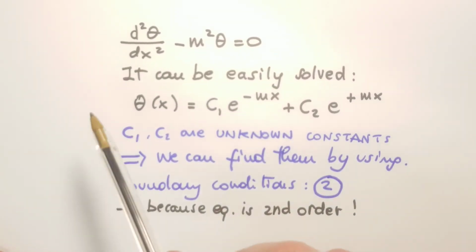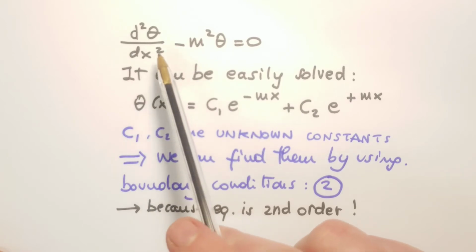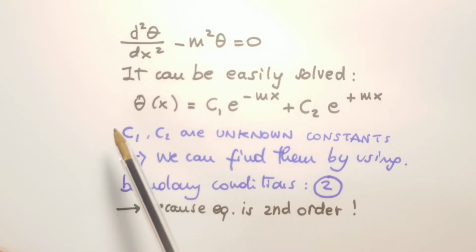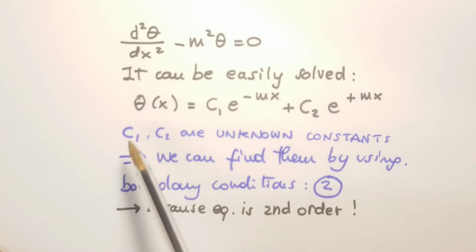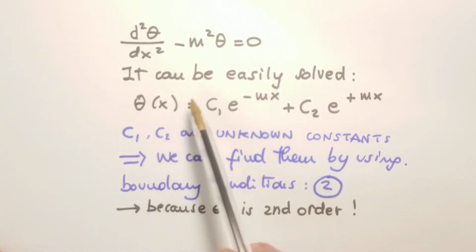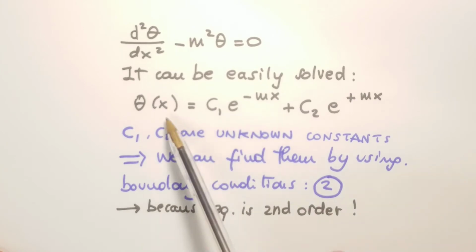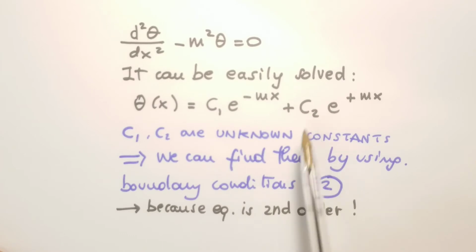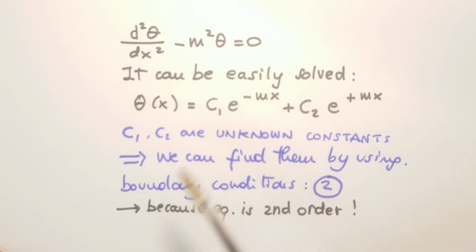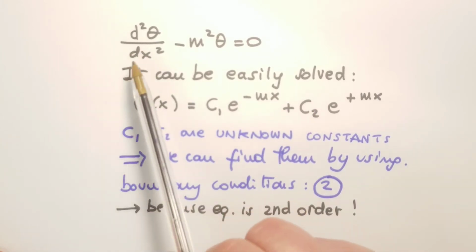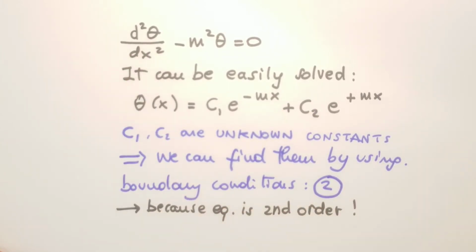The equation that we found is an ordinary differential equation with constant coefficients because m is constant, and it's second order, and it can be easily solved in this form. Note that C1 and C2 are unknown constants, and we need to find them to solve for the temperature. How can we find them? We need two boundary conditions. We note we have two constants of integration here because the original equation is second order.